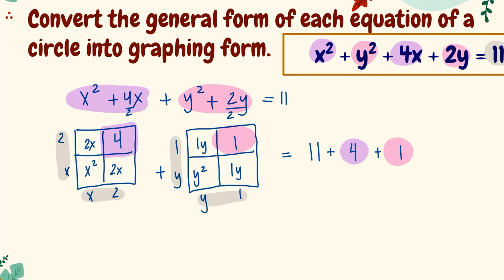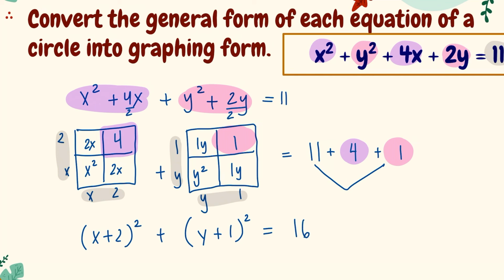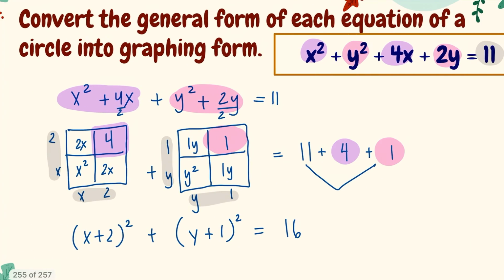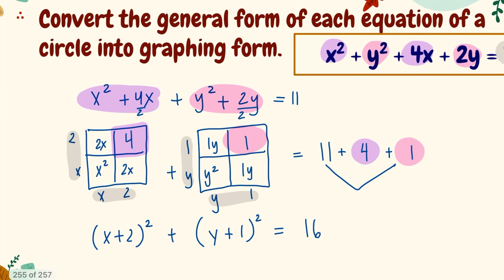form. Okay, so here I get (x + 2)² because I have it twice. There's a plus sign in the middle still. And then I have (y + 1)². And then once I add all these numbers together, I should get 16. So notice, now that I have all this information, I can find my center of (-2, -1), and my radius is the square root of 16, which equals 4.